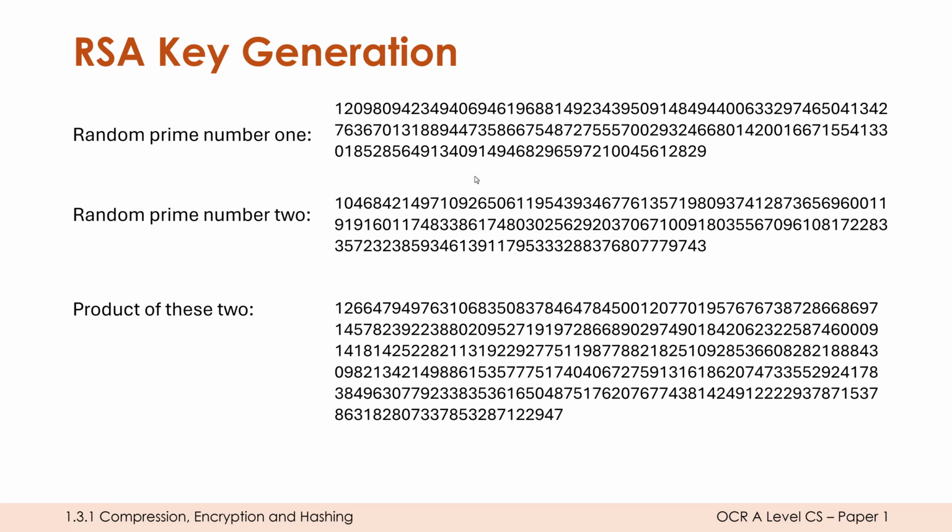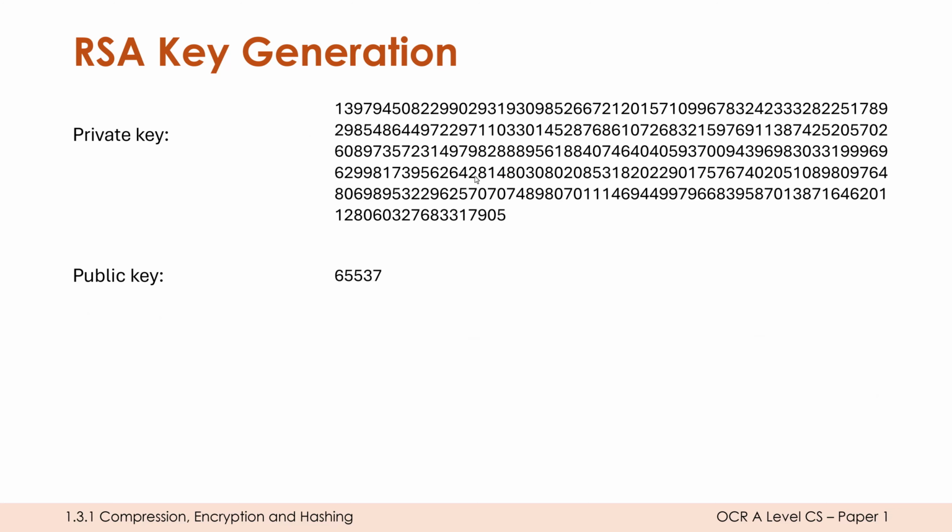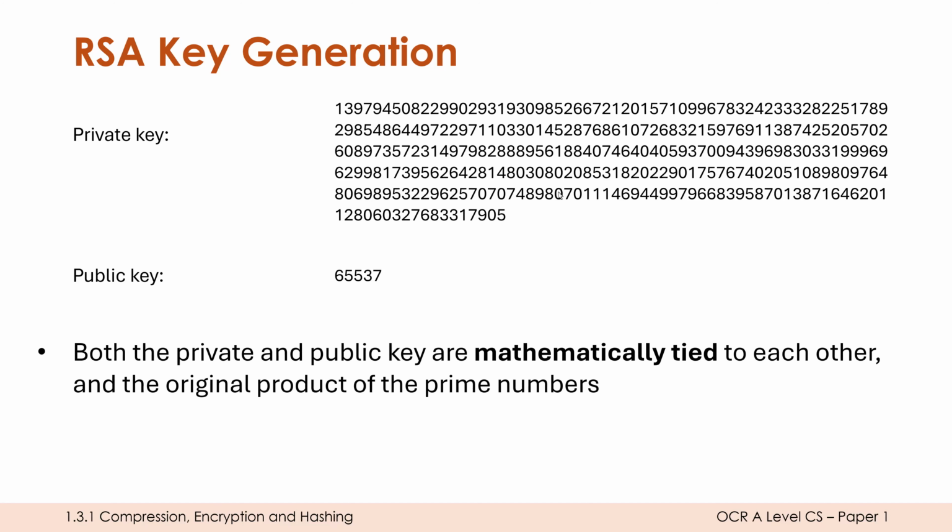It just takes an extremely long time, which is why this encryption is secure. To skip some of the details, we take this product, and from this product, we can generate our key pair. The private key tends to be a lot longer than our public key, but they are mathematically linked to each other. So these aren't two random keys I've just created. They are intrinsically linked together because of the product of those two prime numbers.